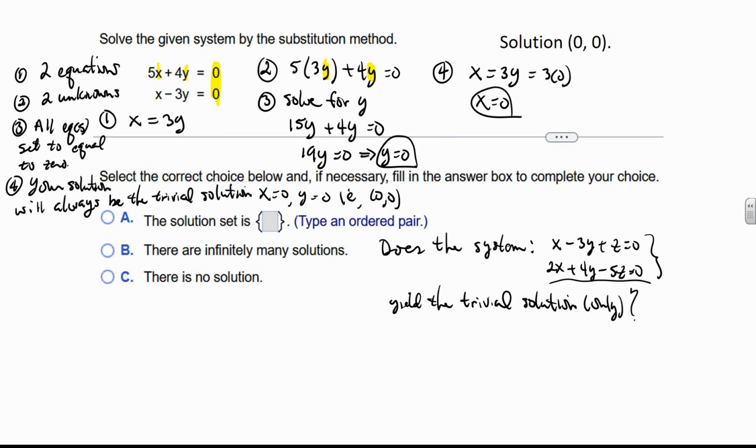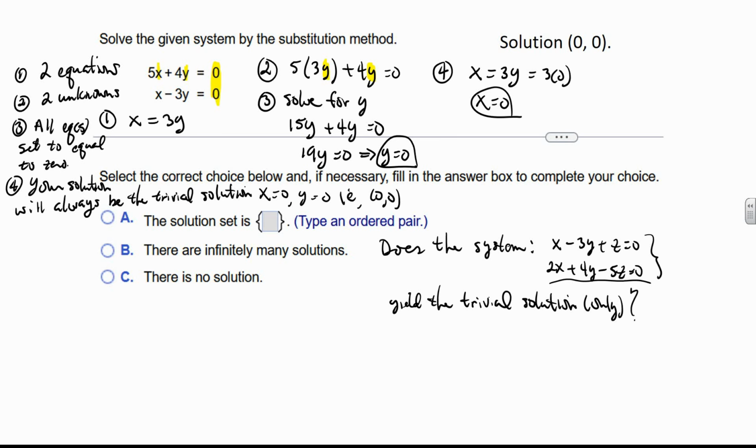Talk to me. I'm not sure. Why are you not sure? I don't really get that. I don't understand the trivial solution. Trivial solution means x equals 0, y equals 0, z equals 0. Trivial solution means that I get the origin for my solution.